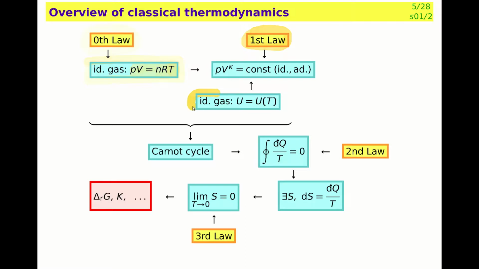Then I have the caloric equation of state of ideal gas. Instead of ideal gas, I can use any other substance, but it's easier for ideal gas. And from these three components, I am able to derive the equation for adiabatic expansion or compression of ideal gas. This is the ratio of the heat capacities at constant pressure to constant volume, and I know everything about this process.